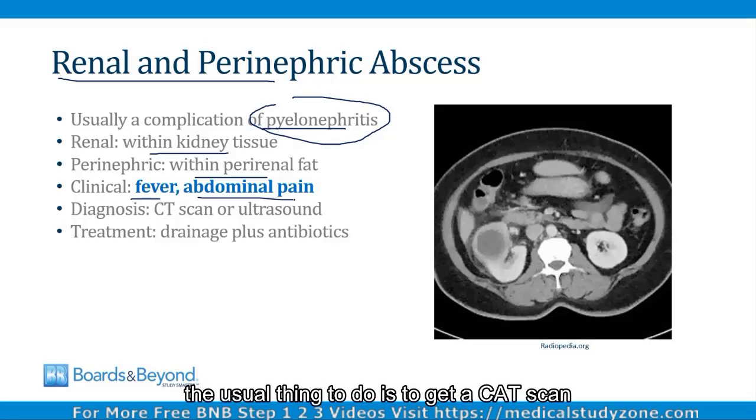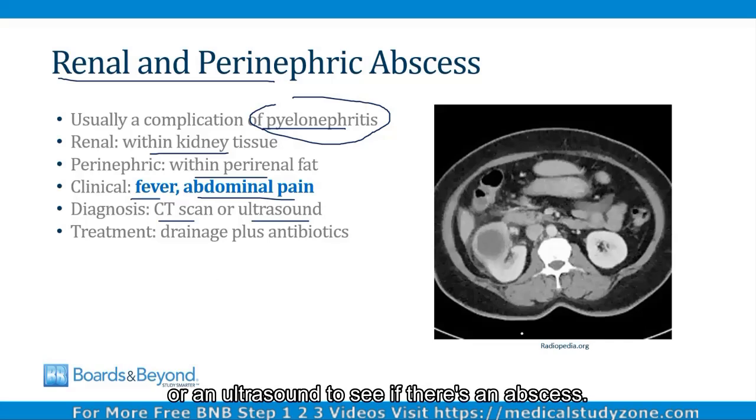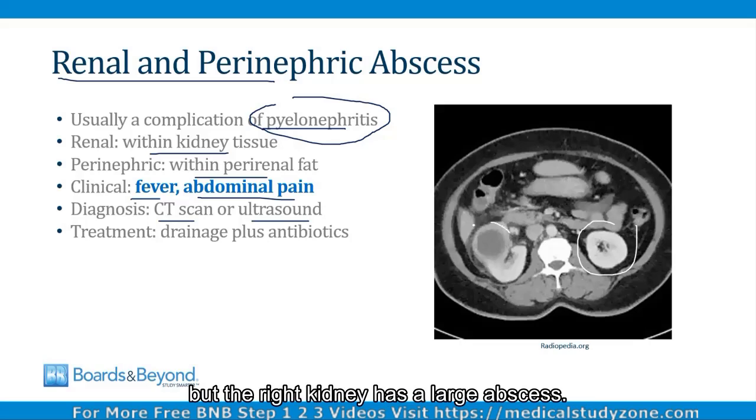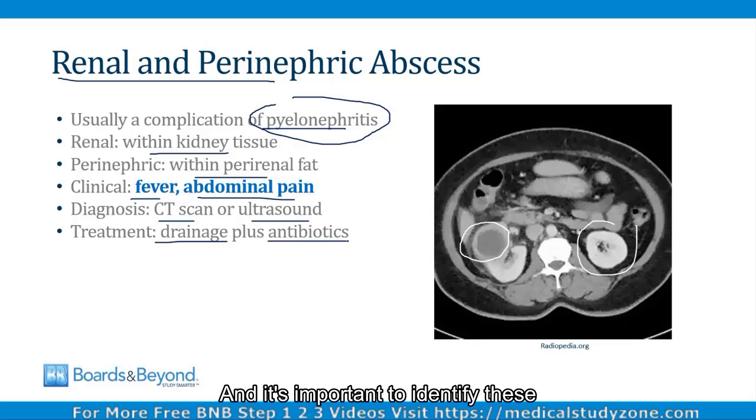And when this happens, the usual thing to do is to get a CAT scan or an ultrasound to see if there's an abscess. If you look at the CT scan on the screen here, the left kidney is normal, but the right kidney has a large abscess. And when you identify an abscess like this in a patient with pyelonephritis, the treatment is to drain the abscess plus continue the antibiotics. And it's important to identify these because antibiotics alone usually won't work.